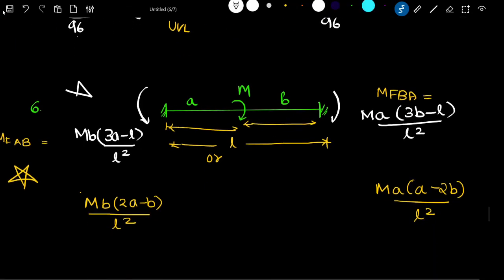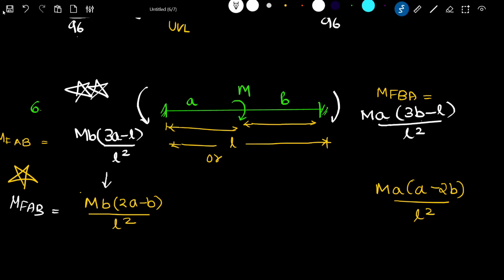Finally, for a beam with a central moment, this equation is of much importance. M of AB is given by M into b into (3a minus L) by L square, and M of BA is given by M into a into (3b minus L) by L square. The fixed end moments can also be written in another form: M of AB as M into b into (2a minus b) by L square, and M of BA as M into a into (a minus 2b) by L square. So these are the equations for the fixed end moment.